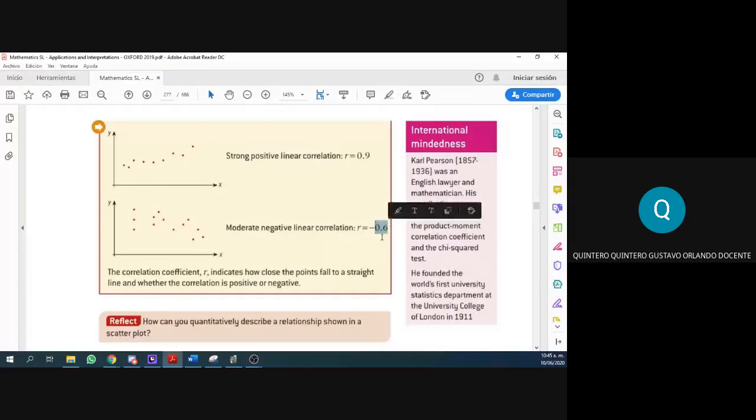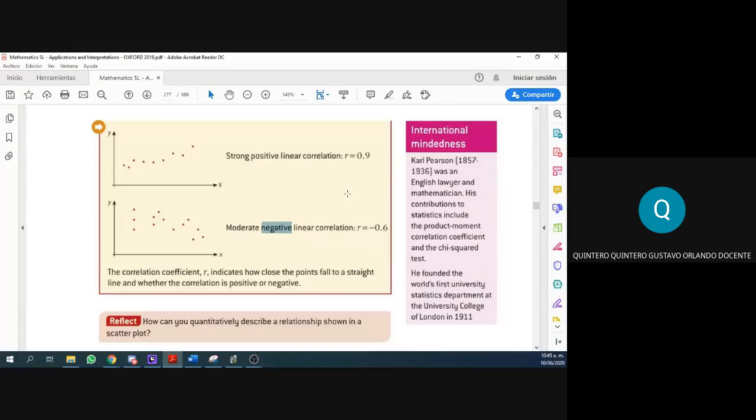The value is 0.6. Again, look at the absolute value, in other words, just the number, and that will tell you the strength. Then look at the sign, and that will tell you the behavior. Is it positive or is it negative? Just like that. All right, guys.